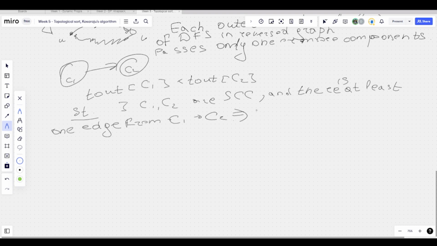It means that max of t out of u, where u belongs to C1, is less than max of t out of v, where v belongs to C2, and we want to prove this.